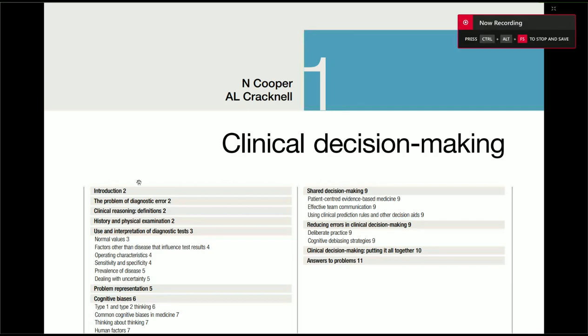Clinical decision making. Introduction. The problem of diagnostic error. Clinical reasoning. Definitions. History and physical examinations. Use and interpretation of diagnostic tests.